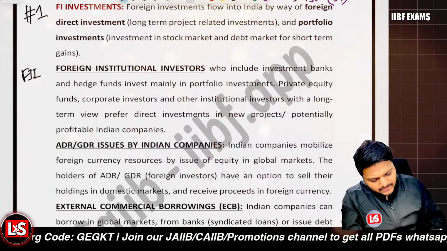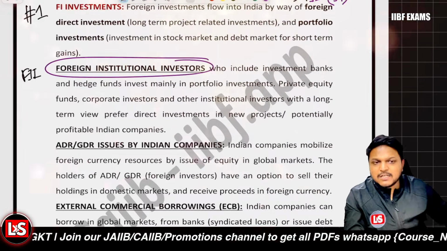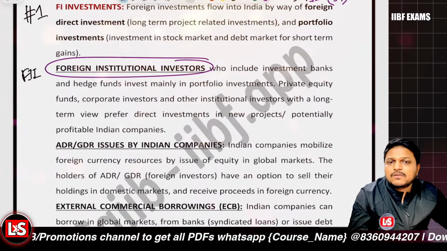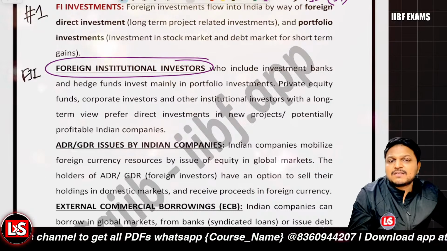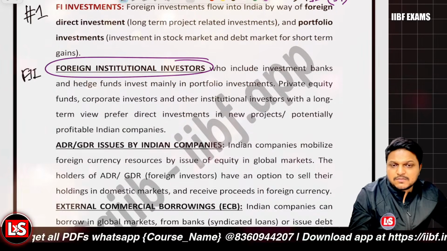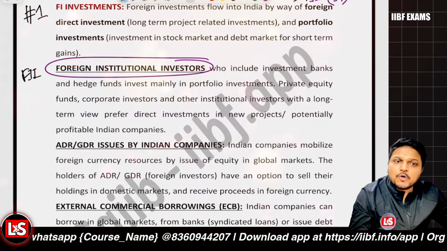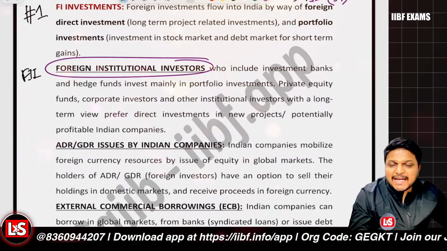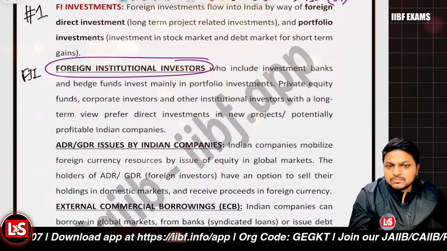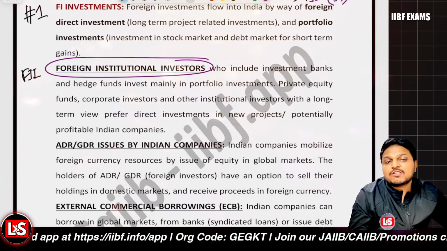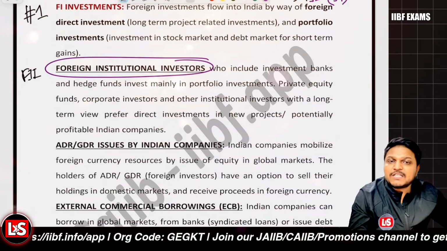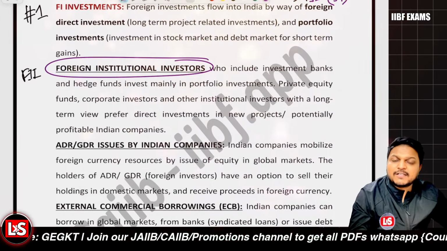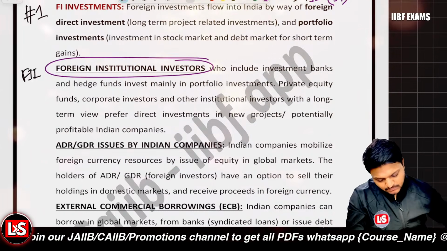Further, FII, foreign institutional investors, like investment banks and hedge funds, are investing mainly into portfolio investment. So they're having a long-term view, right? And they're making direct investment into new projects, into the company itself, into capital investment, rather than on the stock markets, right?